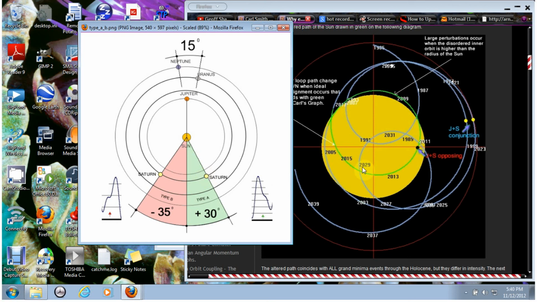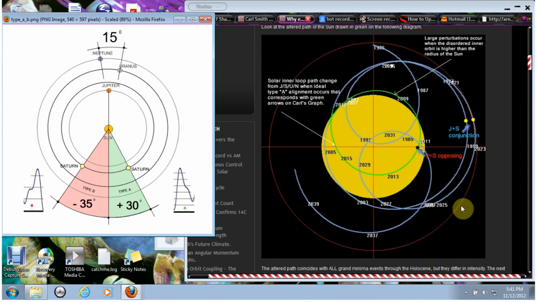The shape of this disordered orbit can vary. If it's around about 30 degrees away from the perpendicular, that would be the strongest position, and that's the greatest perturbation. And if we move around to the other side, we've got what we call a type B, which is much weaker. And if it's in the middle of the two, like we saw in 1970, that's also a very weak disruption to the Sun. So this position over here is by far the strongest. And if we go back over the Holocene, every time the planets are in that position, we always, or nearly always, experience a large grand minima type event.